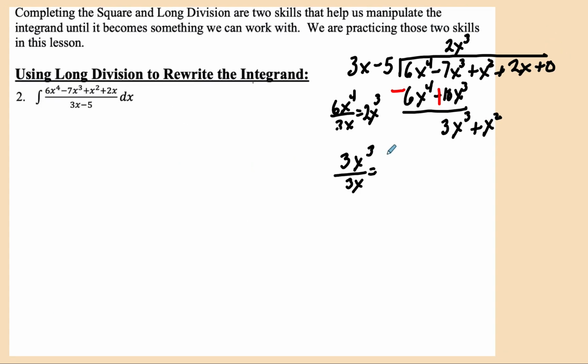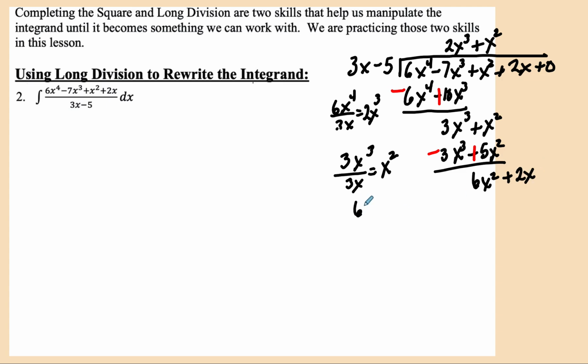And again, this is improper, and I've just started dividing here. I've done the first step here, and I've gotten this. So 3x cubed divided by 3x is going to be x squared. So this is going to be plus x squared. And then this will be 3x cubed minus 5x squared. And then I want to change signs, which means I'm subtracting. And then I'm going to get 6x squared plus 2x.